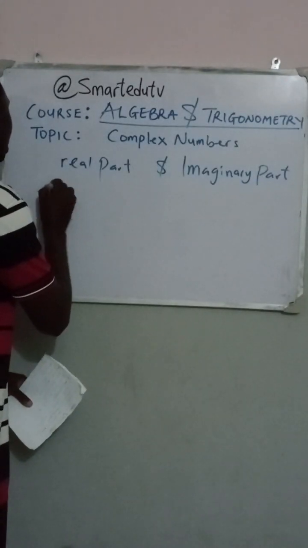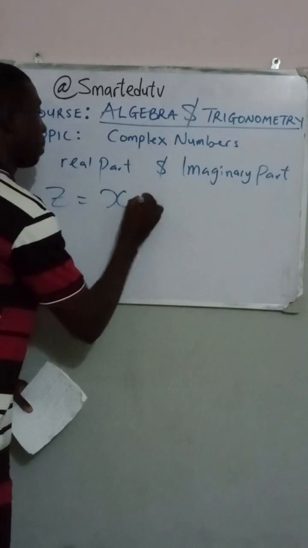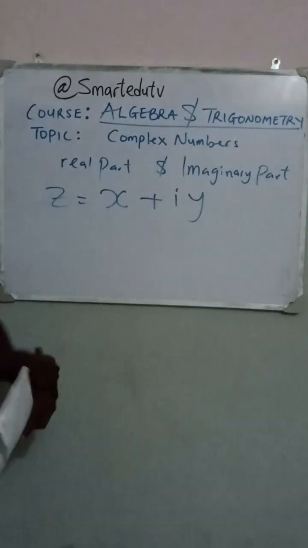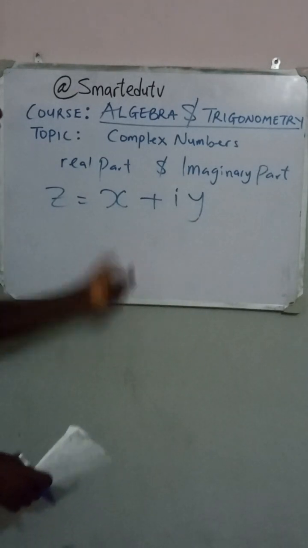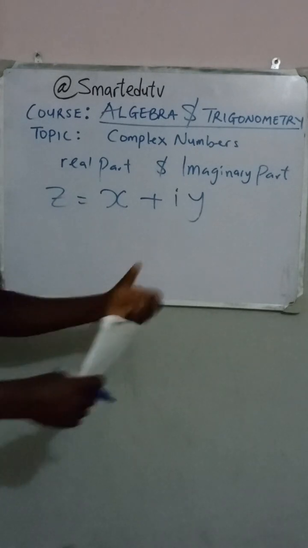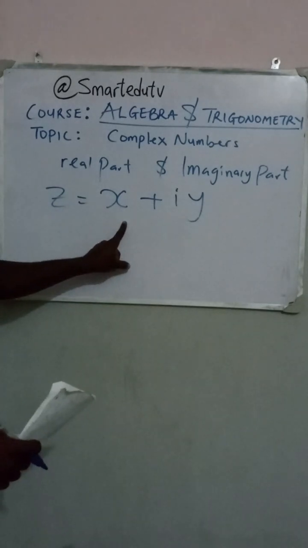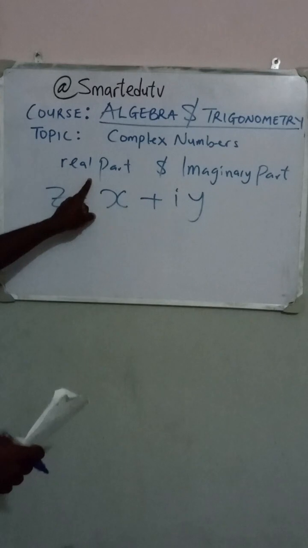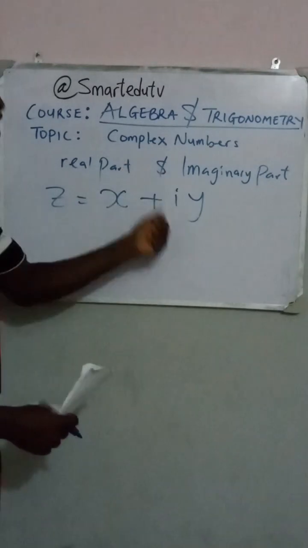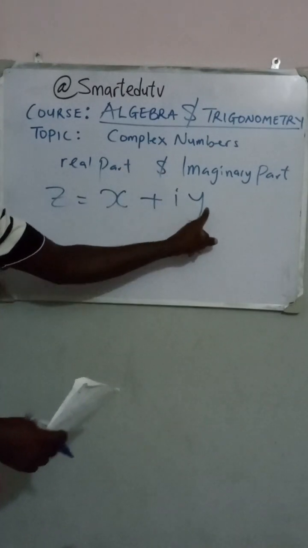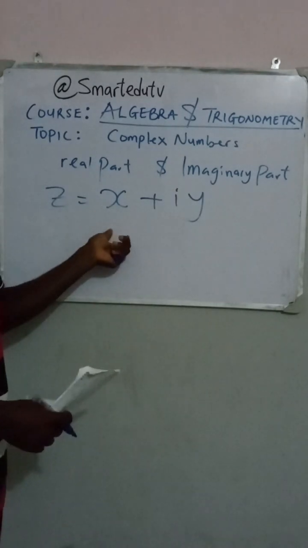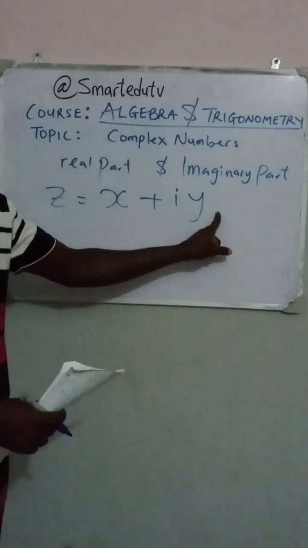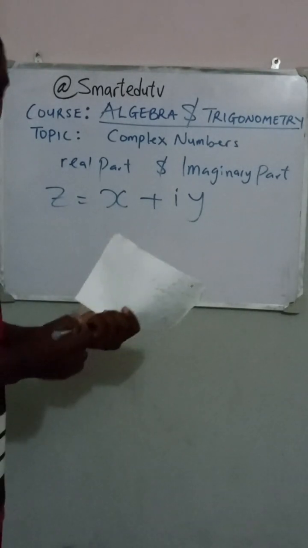For example, let's say z equals x plus iy. In this expression, the real part is the part containing x. X represents the real part of that complex number, while the coefficient of i, that is this y, is the imaginary part. The real part is x and the imaginary part is y. These are the composition of a complex number.